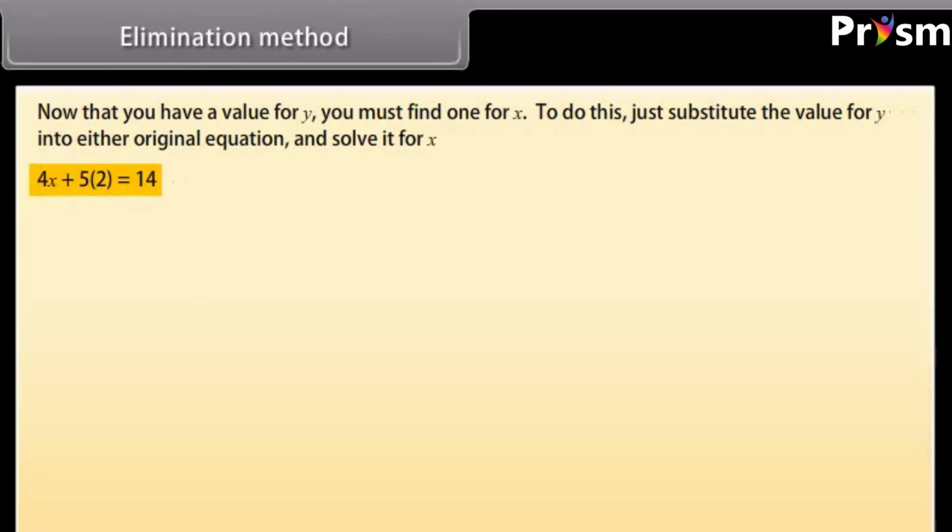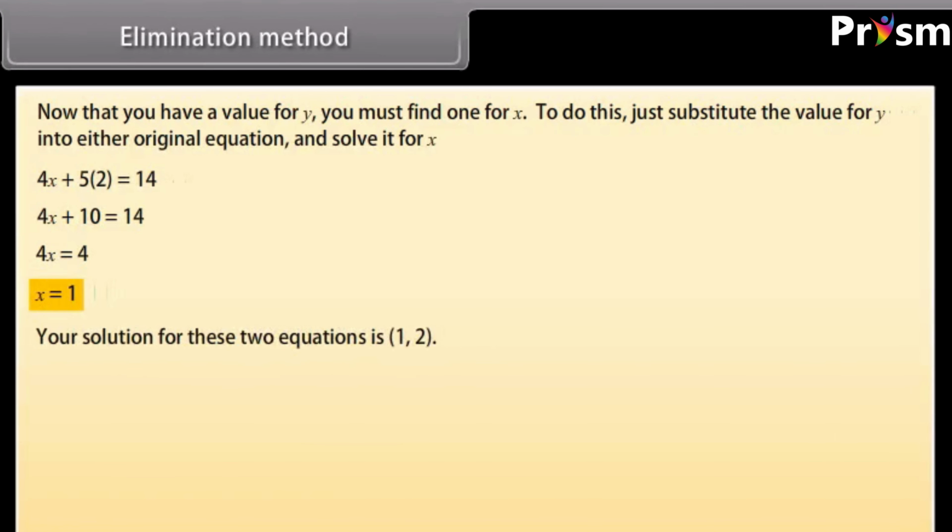4x plus 5 into 2 is equal to 14. 4x plus 10 is equal to 14. 4x is equal to 4. x is equal to 1. Your solution of these two equations is 1, 2.